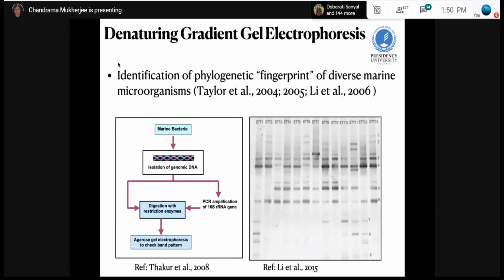Now at the right panel, you are seeing a gel picture where these DNA products have been analyzed, and each band represents a different species. To find out the identity of these bands, individual bands can be excised, re-amplified, and sequenced to obtain phylogenetic information.